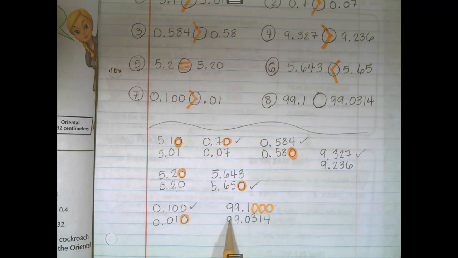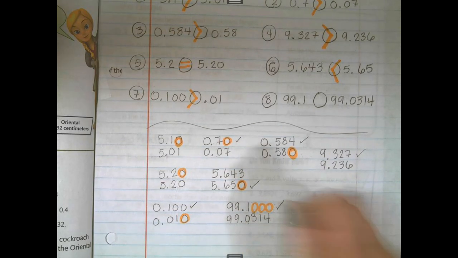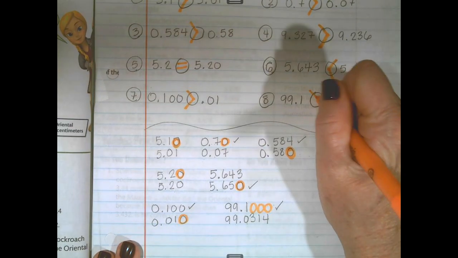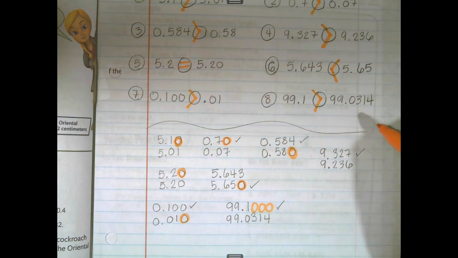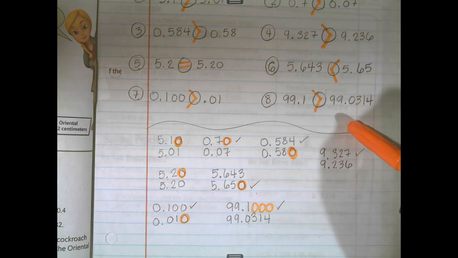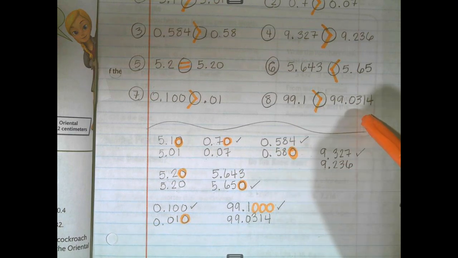When I compare, my 10s are the same, my 1s are the same. When I get over to the tenths place, I have 1/10 versus 0/10. So this one is going to be larger. So 99 and 1/10 is actually greater than 99 and 314 ten thousandths. This is a good one to look at to see that it doesn't matter how many digits there are in the whole number. All right. You have to look at the place values. Okay. You can't go by the number of digits like we do with whole numbers.